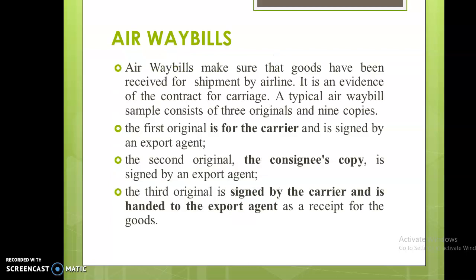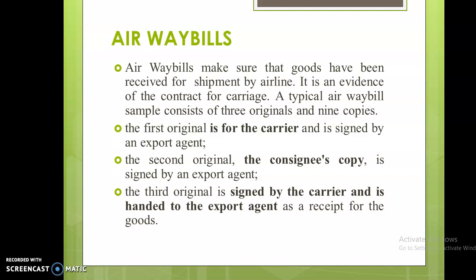What is an airway bill? It ensures that the goods have been received for shipment by the airline. So this is a certificate issued by the airline company to prove the contract for carriage. It's evidence of the contract for carriage. And this airway bill consists of 3 originals and 9 copies.